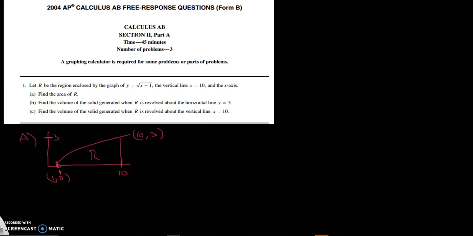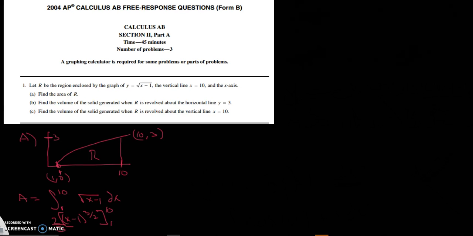And it wants to call this region R. So when we find the area, it is going to equal the integral from 1 to 10 of the root of x minus 1 dx. Now this is a calculator question, so you could type it in, but if you did it by hand, you would get (x minus 1) raised to the 3/2 times 2/3, and now we would plug in the 1 and 10.